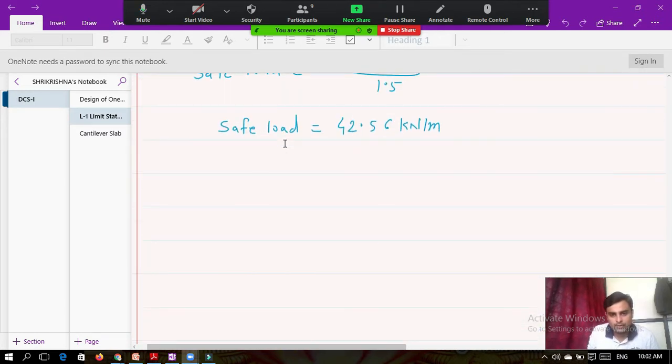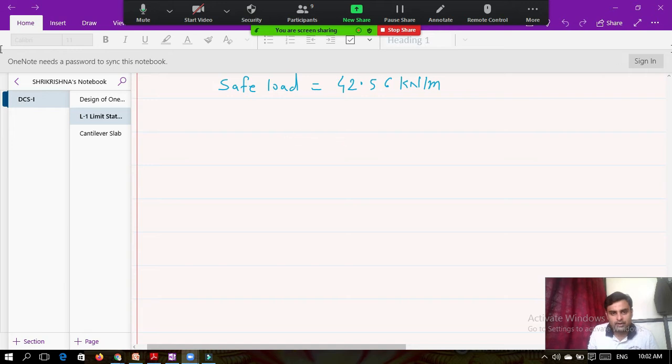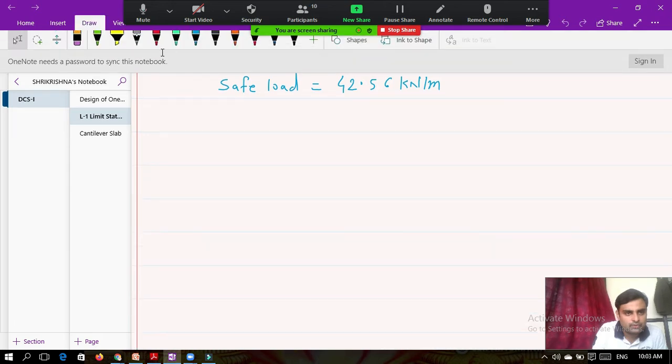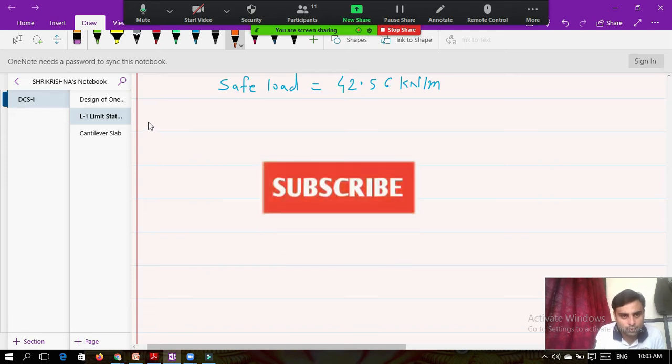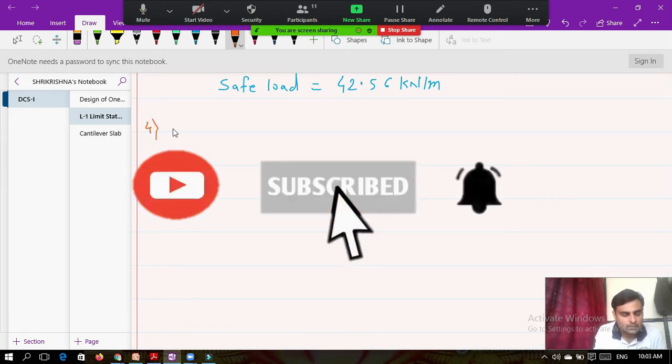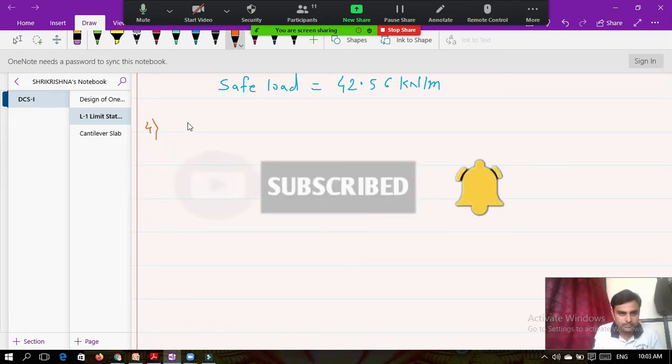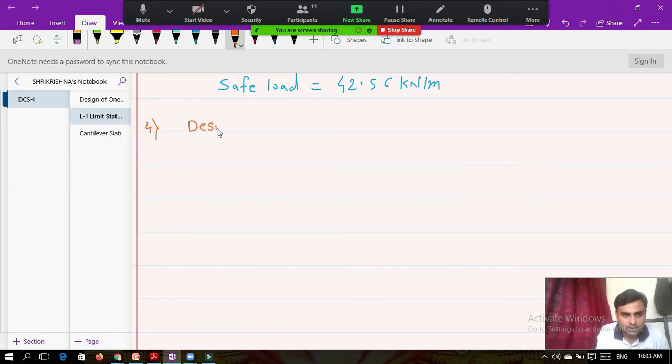Now we will move to the next problem, and the next problem is problem number 4. Design a beam. I will write the problem, you also copy it down, then I will read it.